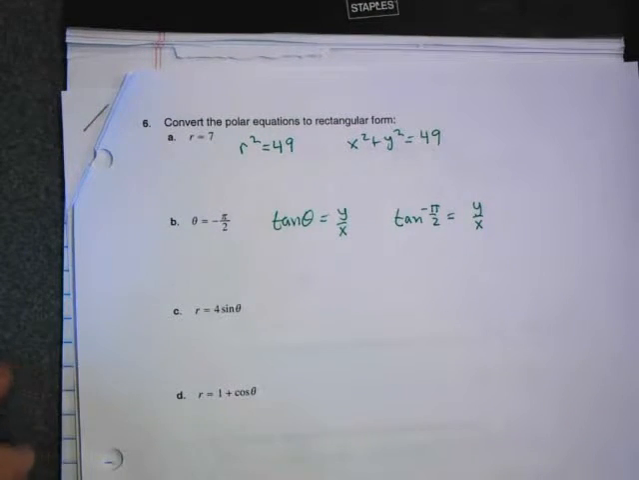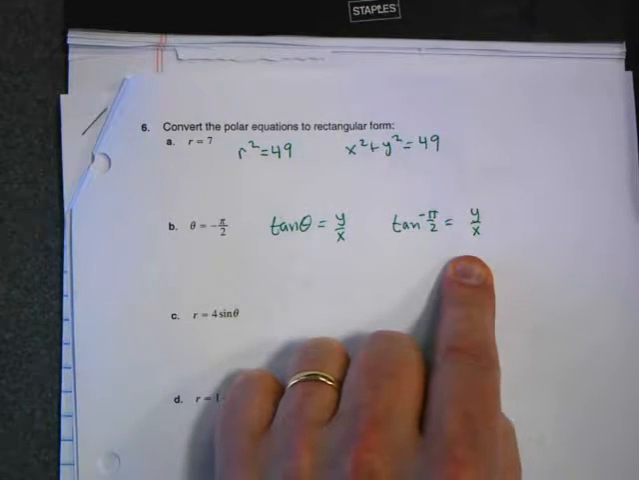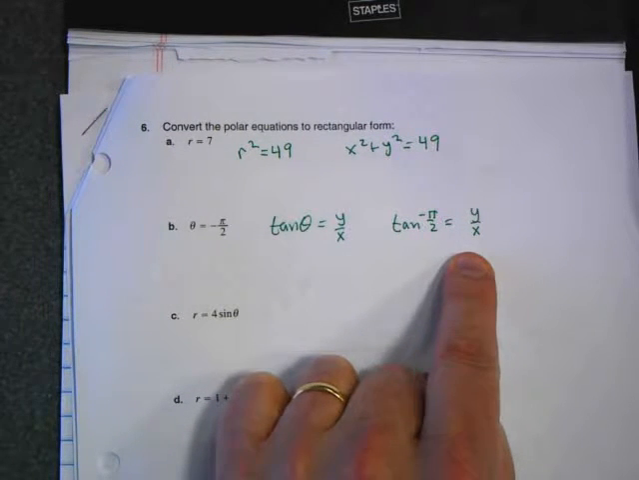What's the tangent of minus pi over 2? It's undefined. So how do I have undefined equals y over x? What the heck is that? Something you might write here.